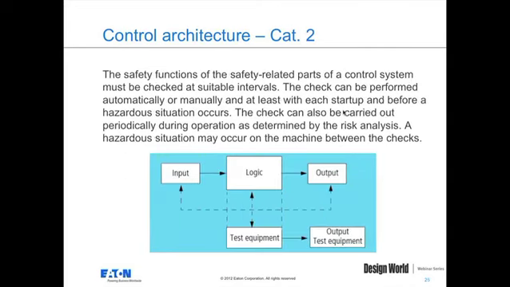Category 2 begins to add in some other components. As you build upon these categories, you always have the requirements of Category 1, so you have to use well-tried safety components and well-tried safety principles. Category 2 adds in test equipment that's going to periodically check your input, your logic, and your output, make sure that they're in a functioning condition, everything's going correctly with those, and output that data to some test equipment. In a Category 2, it is possible that a hazardous situation could occur in between the checks on that input, logic, and output.